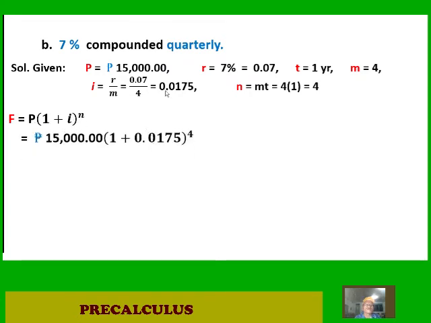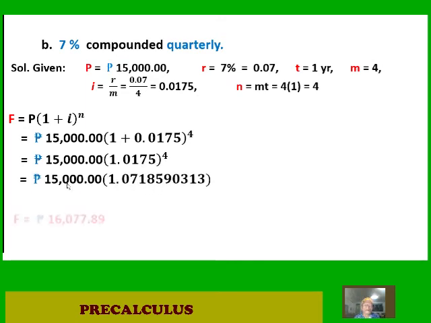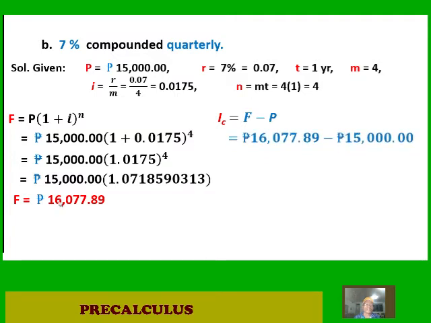So using the formula, principal is 15,000, I is 0.0175, N is 4. Add, then raise to the fourth power, then multiply with 15,000. So 16,077.89 pesos. Then it is asking for the interest. Compound interest is equal to future amount minus the principal. Substitute: F is 16,077.89, principal is 15,000 pesos. So the compound interest is 1,077.89.